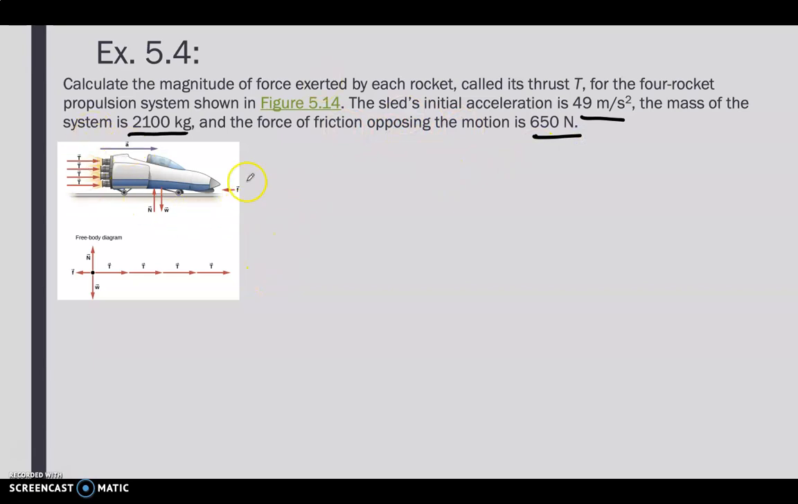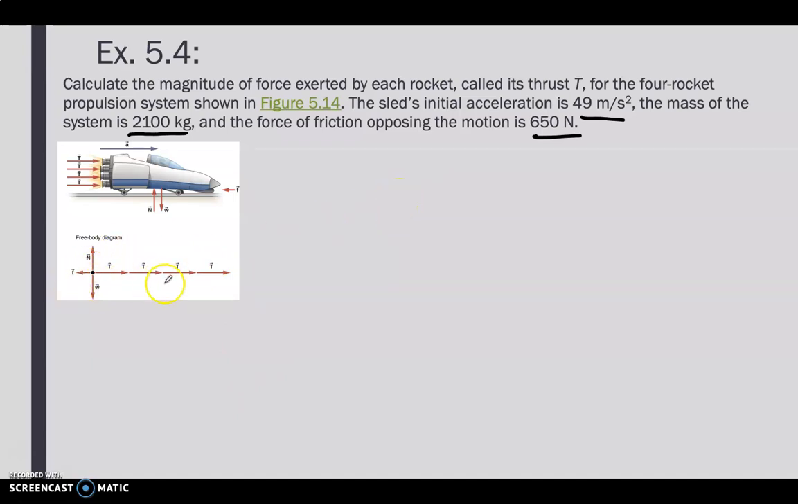Okay, so here we have the diagram that was initially given to us, and here is a free body diagram based on this drawing, or based on the system. So we have our normal force, and we'll talk about that a little later. We have the weight of the object, and then we have our frictional force, and then our 4 rockets, the thrust of the 4 rockets. So we want to find that thrust.